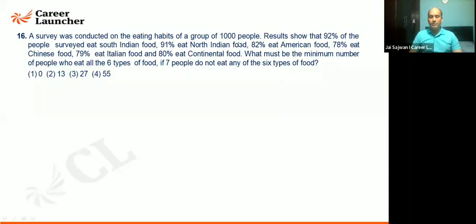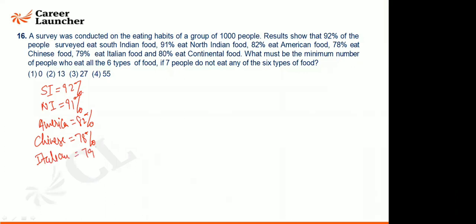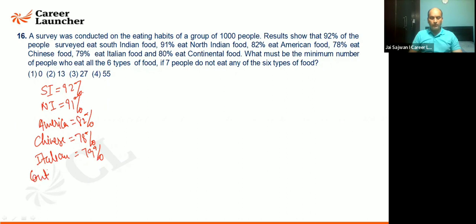A survey was conducted on the eating habits of a group of 1,000 people. Results show 92% of people surveyed eat South Indian food. North Indian food is taken by 91% of the population. American food is liked by 82% of the people, Chinese food by 78%, Italian by 79%, and continental by 80% of the population. That is what is given here.